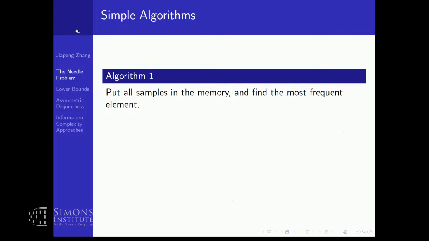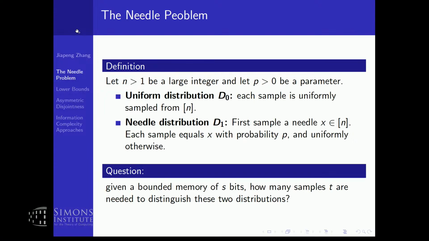Okay, what should I think of P as? P is just a parameter, something between a constant and 1 divided by square root n. If it is much smaller than 1 divided by square root n, then the problem is probably really hard.